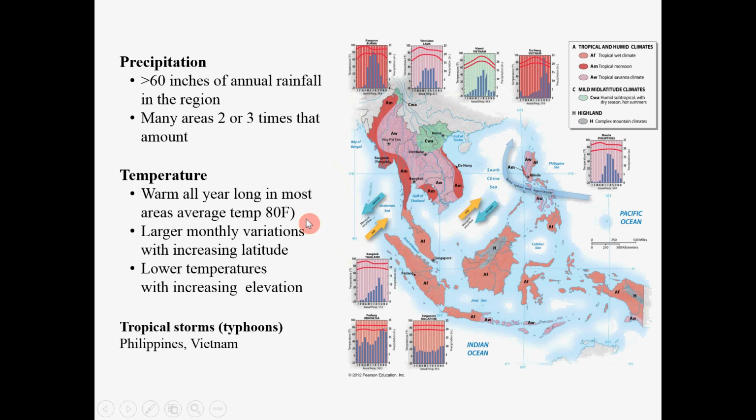Average temperature is higher than 80 degrees Fahrenheit. But the annual temperature variation may increase when you move toward the north, more northerly locations, also when you move to the upland.